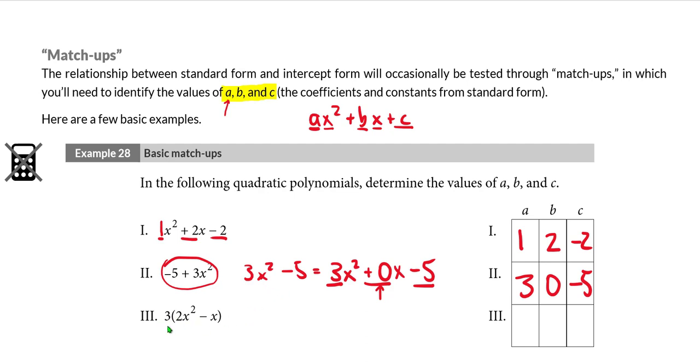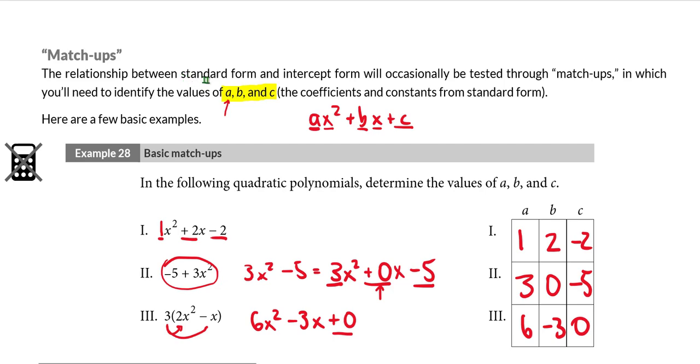In Roman numeral 3, this is one of those cases where I have to be careful to distribute that number outside the parentheses before I determine what my A, my B, and my C value are. So this is going to be 6x squared minus 3x, and again, for clarity's sake, I'm going to write that plus 0. My constant term is a 0, which is why it's not written over here. So I have a 6, a -3, and a 0. So those are just 3 quick examples that allow us to very simply and easily, hopefully, identify our A, B, and C values.